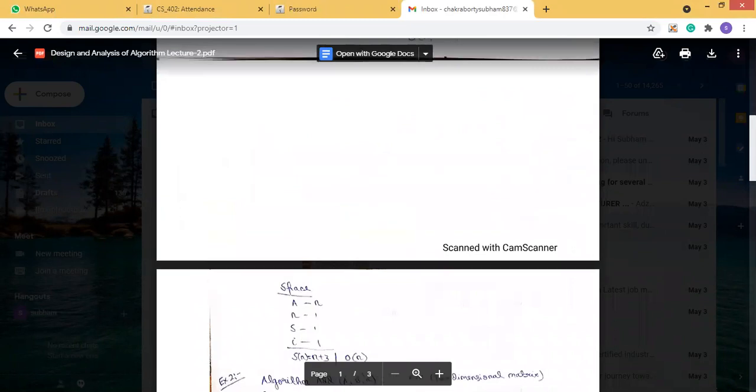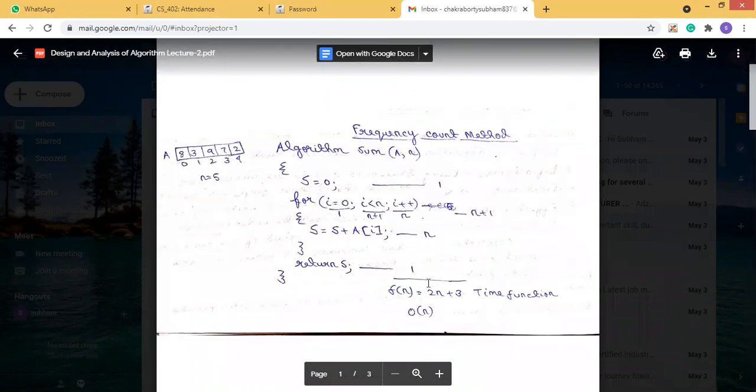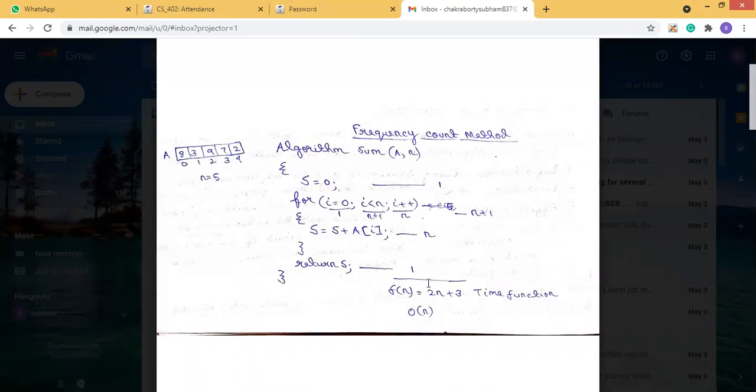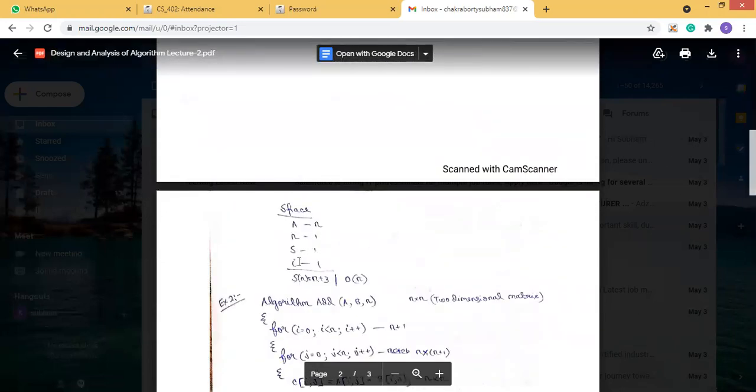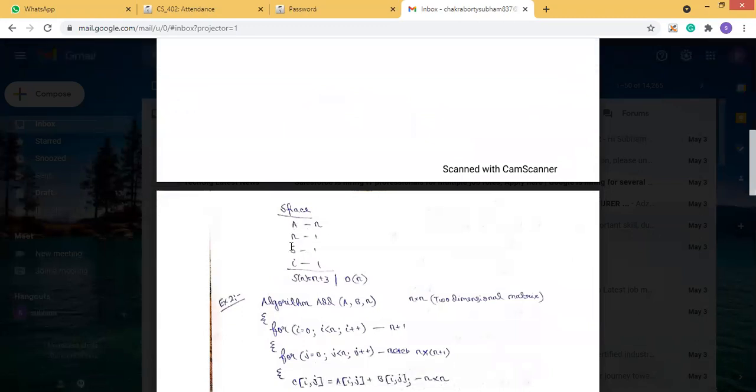Now, in the space function, we first have to find out the number of variables present in the algorithm. You can see that our variables are A, n, s, i. And A is the array, so the space required is the array size, n. So the space required will be n.